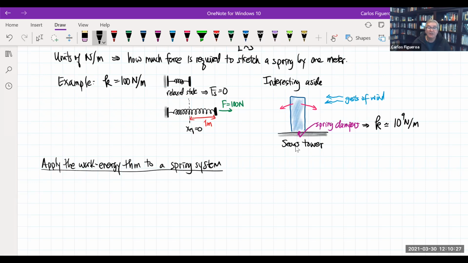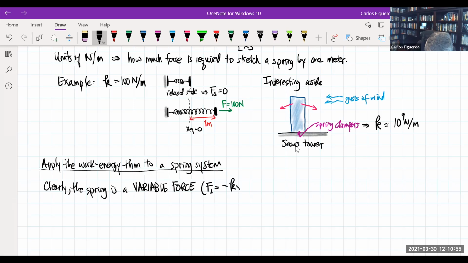So we know that the spring force is clearly a variable force. Okay? So clearly, the spring force is a variable force. Now, why do I say that? Because check it out. The spring force is proportional to minus kx. X is a variable.